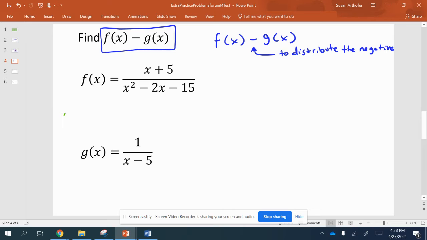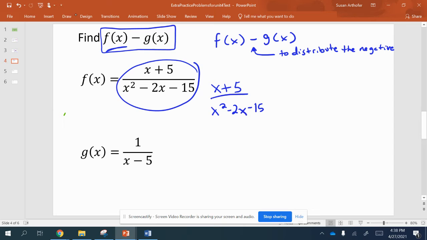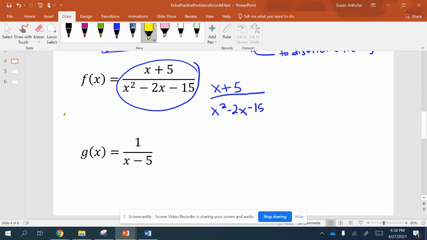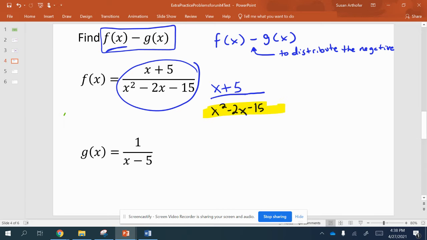Okay, let's write it up. So f of x first. So I'm going to copy the problem right here. x plus 5 on the top, x squared minus 2x minus 15 on the bottom. Already you should be thinking, ooh, I'm going to have to magic x that because it has an x squared in it.